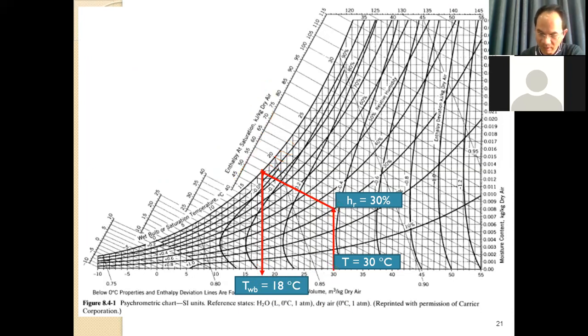And also, if you know the temperature and the moisture content, you draw this line and this line, contact at this point, and follow the enthalpy line. Where it contacts the saturation line, you draw the vertical line and get the wet bulb temperature.